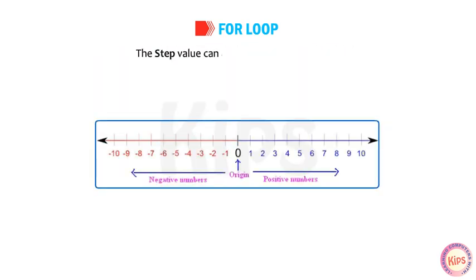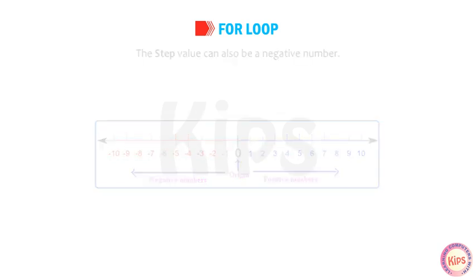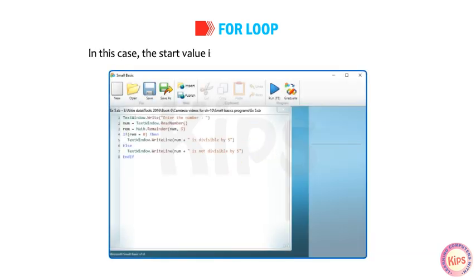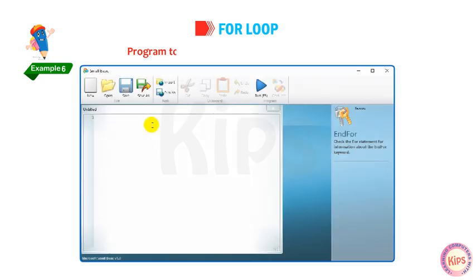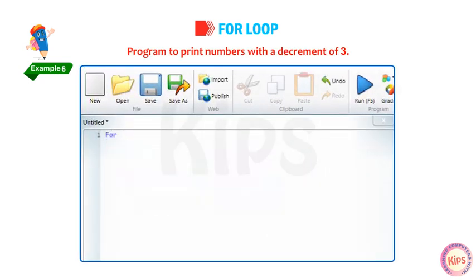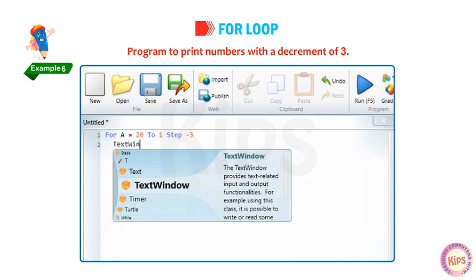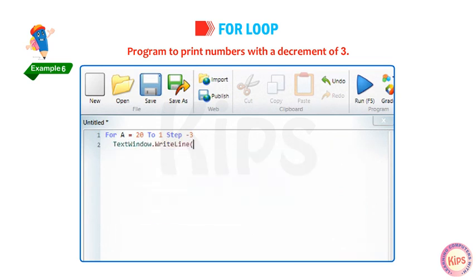The step value can also be a negative number. In this case, the start value is greater than or equal to the end value. Consider the following example. Example. Program to print numbers with a decrement of 3. For A = 20 to 1 step -3, TextWindow.WriteLine(A), EndFor.